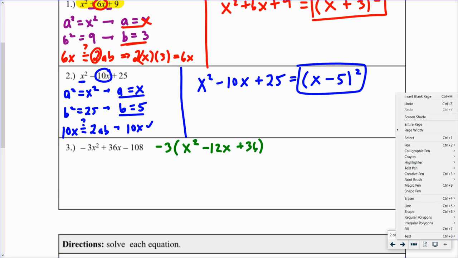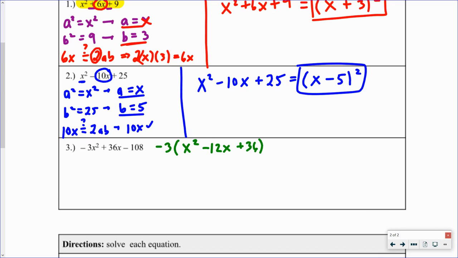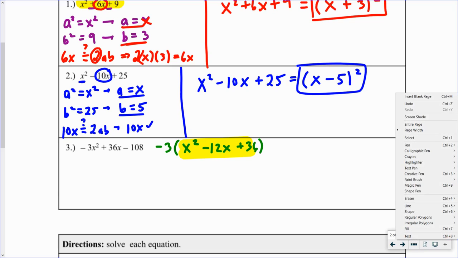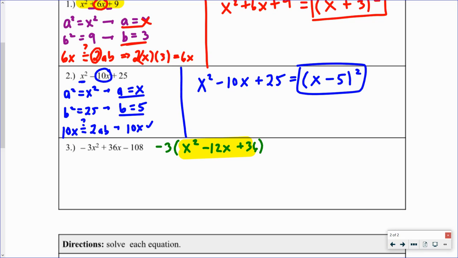So now what we'll do is we'll focus our attention on what's inside the parentheses. So we're just going to focus on factoring this trinomial that's inside of the parentheses, and we'll see if that's a perfect square trinomial. So again, is the first term a perfect square? Yeah, a squared equals x squared, which means a is equal to x if we took the square root of both sides. b squared, that last term, equals 36. If you take the square root of both sides of that, we get b equals 6.